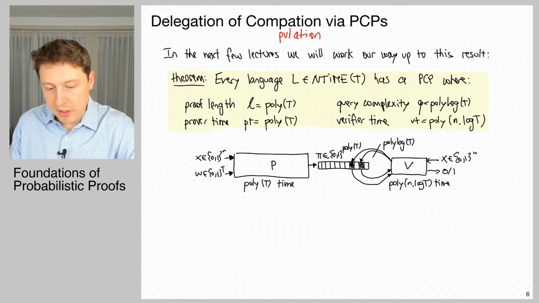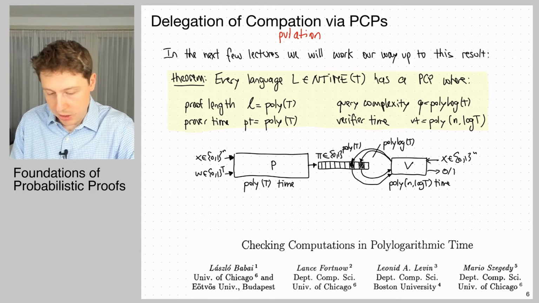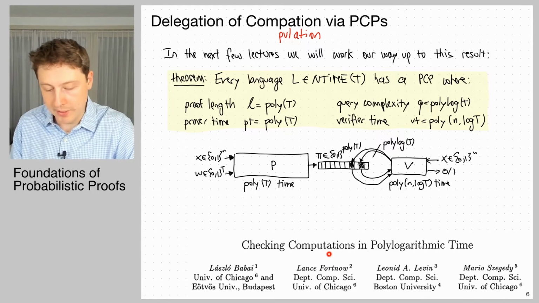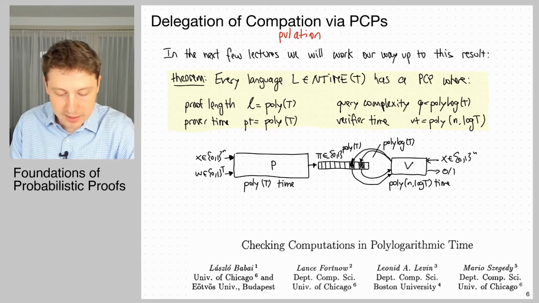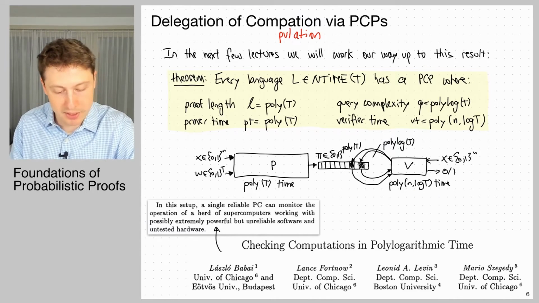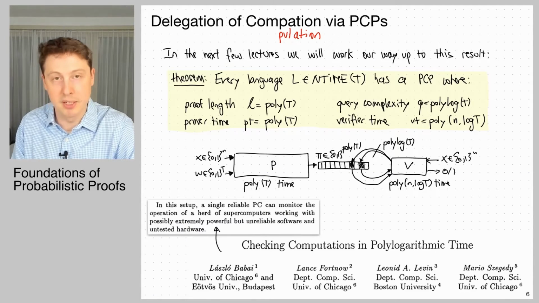actually, when this theorem was proved, this is actually the screenshot from the paper. The authors at the time knew exactly what they were getting into. It's checking computations in polylogarithmic time. So this was, in fact, exceedingly visionary. You have a paragraph in the abstract that says, in this setup, a single reliable PC can monitor the operation of a herd of supercomputers working with possibly extremely powerful but unreliable software and untested hardware.